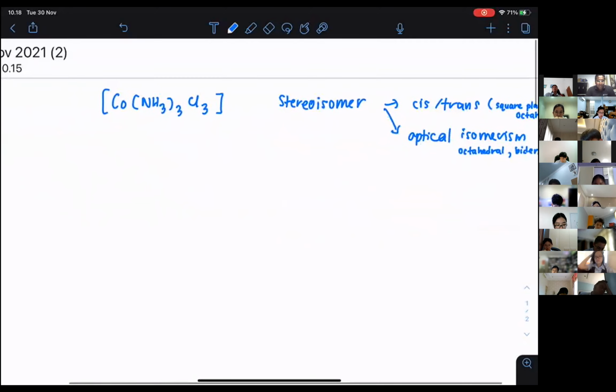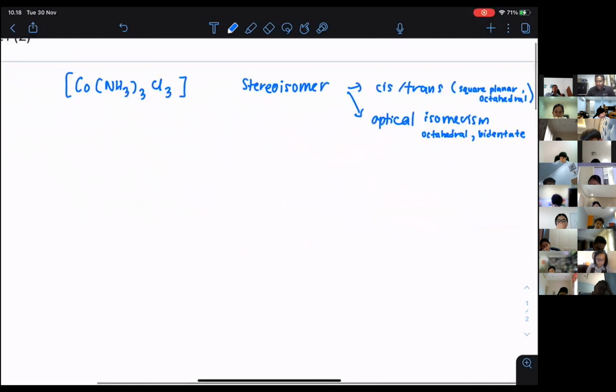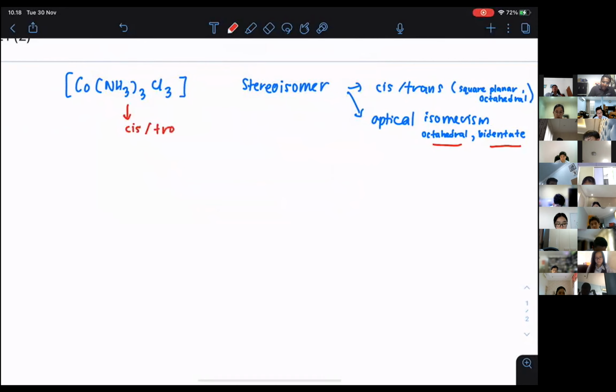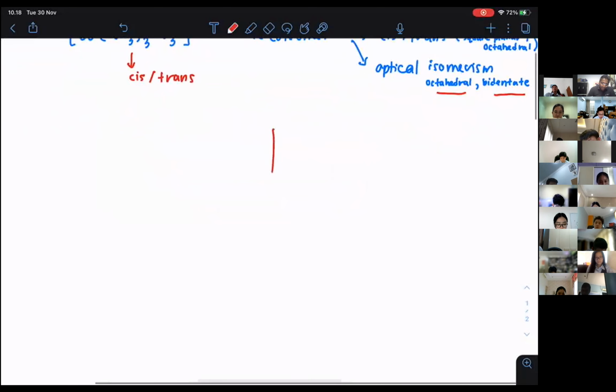But if I want to look into the stereoisomers for this, of course this is not going to exhibit optical isomerism, because although they do exhibit an octahedral shape, they are all monodentate, not bidentate. Therefore they will exhibit cis and trans. This is how you determine cis and trans. So let's try to draw the cis and trans for this. This is not the mirror; I'm going to separate cis and trans.